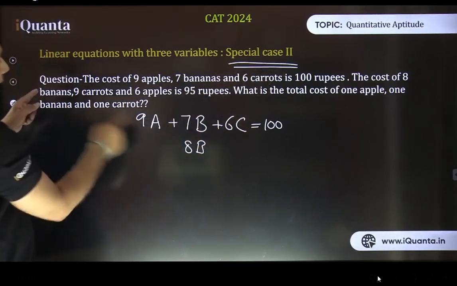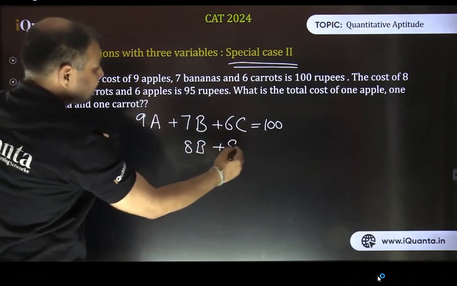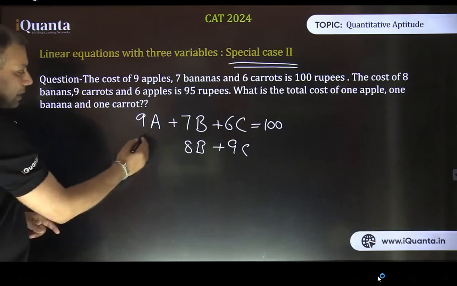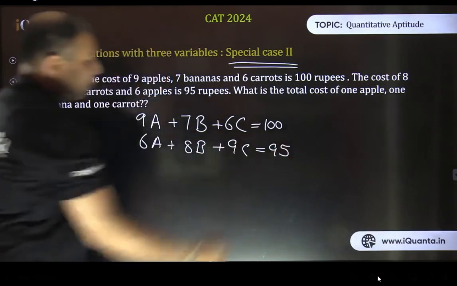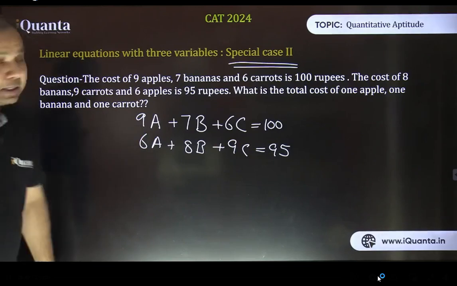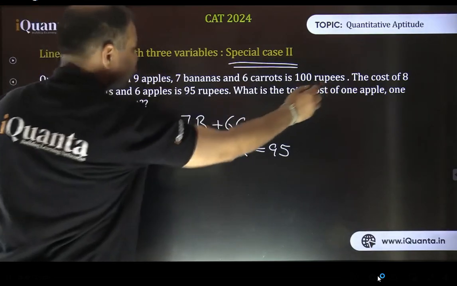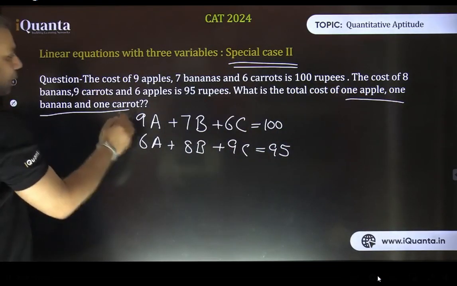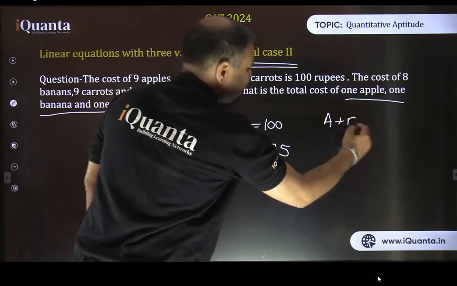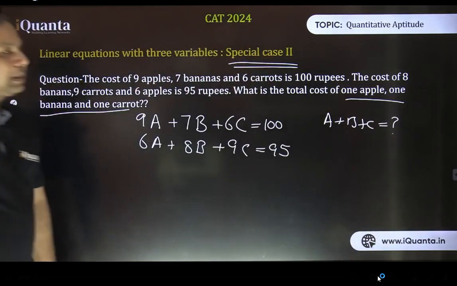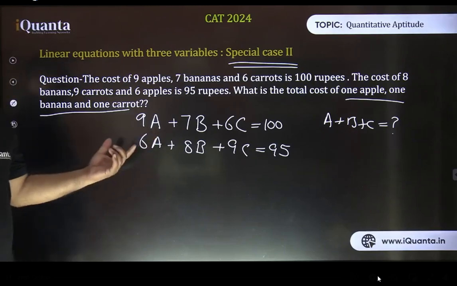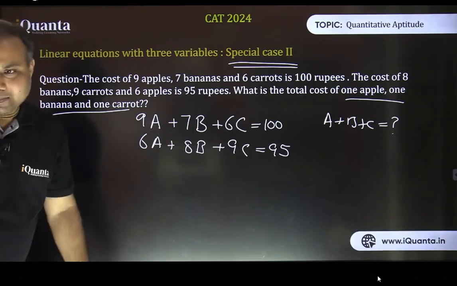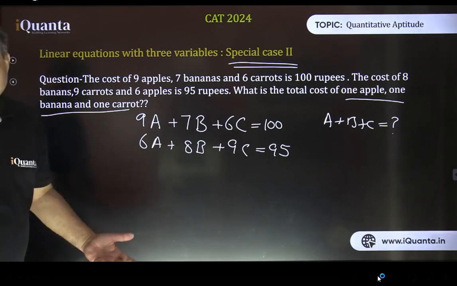So this is cost of 8 bananas, so it is 8b, then 9 carrots, so plus 9c, and then 6 apples, which is 6a. Fine. So that price is given to be 95 rupees. Okay, so again 2 equations and 3 variables. And what is the question? Question asks about what is the total cost of 1 apple, 1 banana and 1 carrot. So basically we want to find a plus b plus c. So that is our requirement. See here, question is not asking about the individual values of a, b and c, because if we look carefully, now there is no common ratio as in the last case, right? So don't worry.